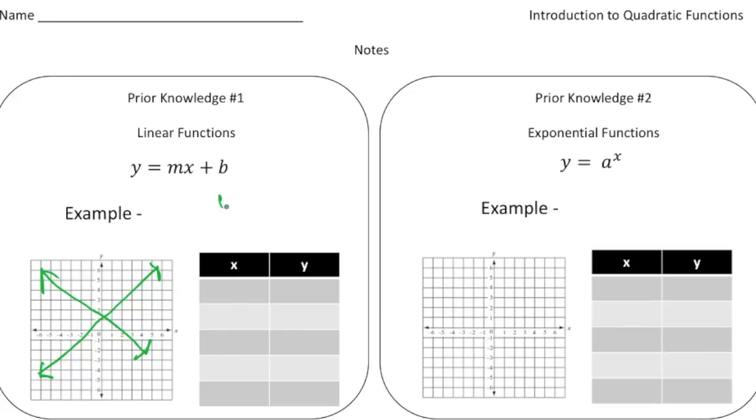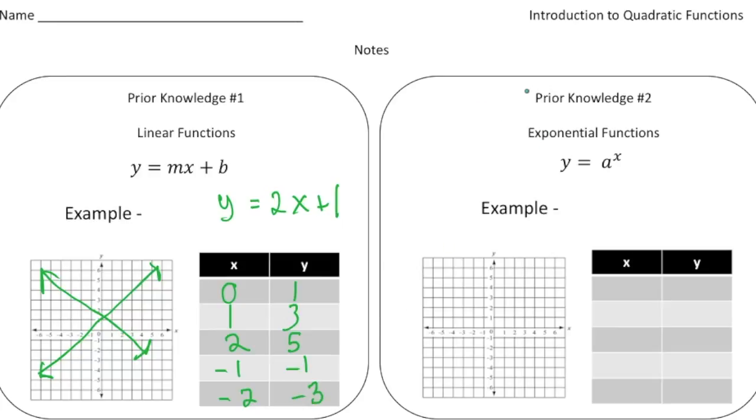So let's say we want to plug in the points for y equals 2x plus 1. So all you do is plug in points. So say if x is 0, y would be 1. If x is 1, y would be 3. If x is 2, y would be 5. If x is negative 1, y would be negative 1. And if x is negative 2, y would be negative 3.